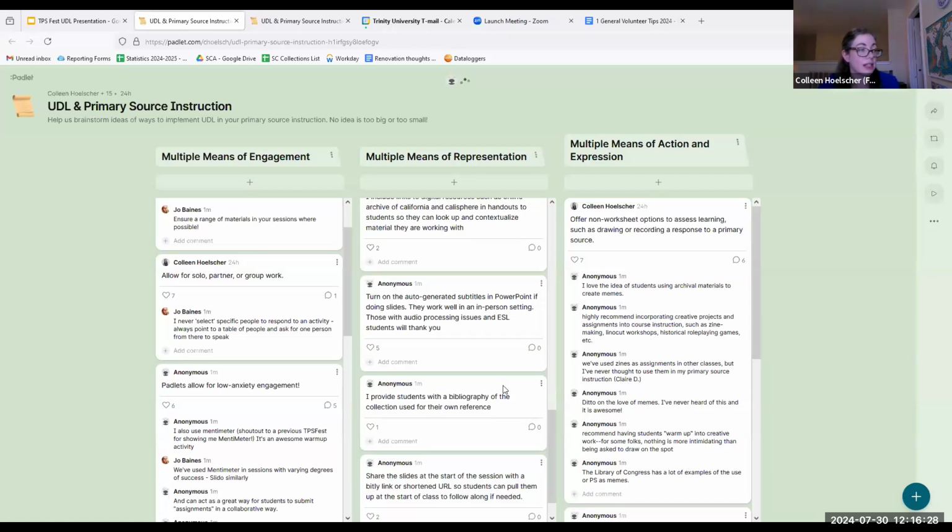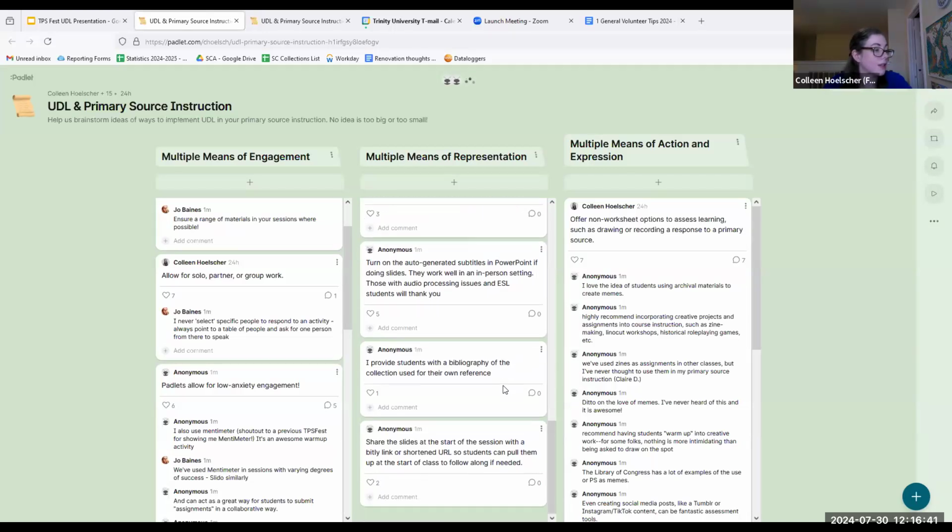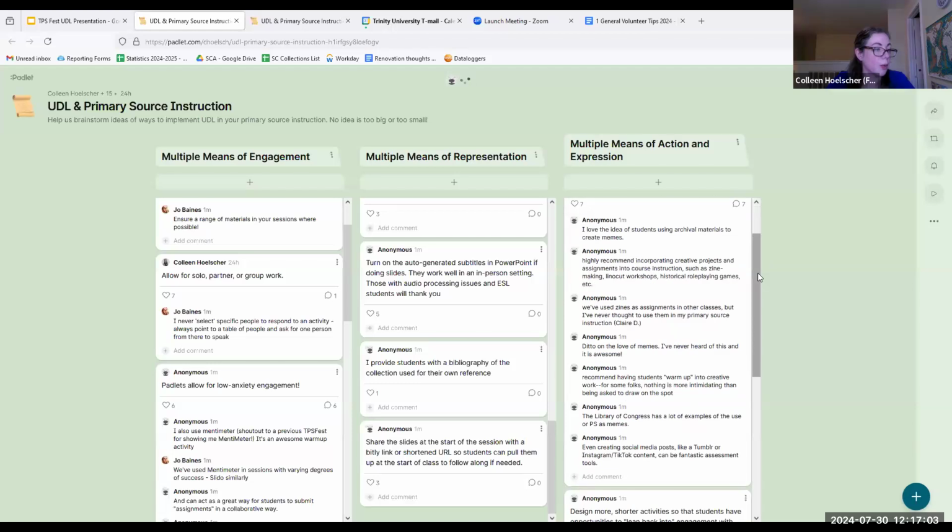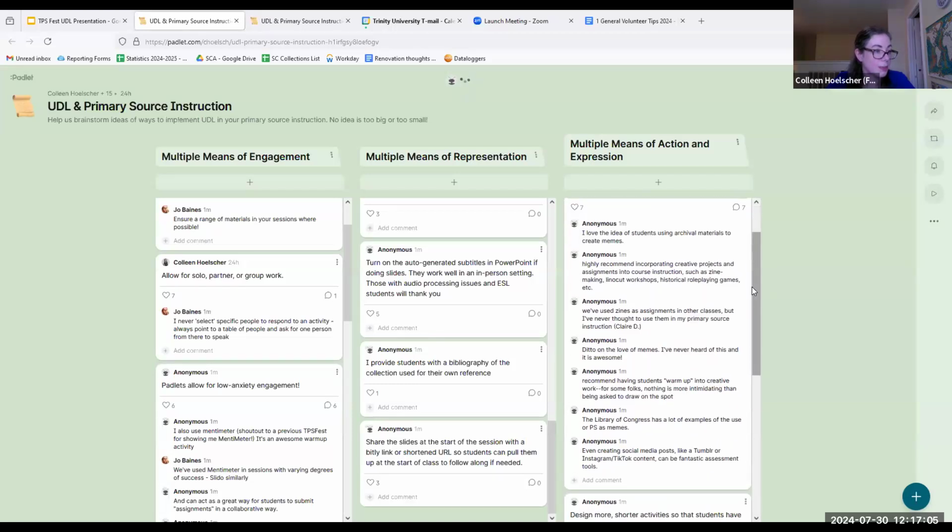Turning on the auto-generated subtitles in PowerPoint if doing slides. They work well in an in-person setting, and those with audio processing issues and English as a second language students will thank you. I provide students with a bibliography of the collection used for their own reference, and then share the slides at the start of the session with a bit.ly link or shortened URL so students can pull them up at the start of class to follow along as needed. Our students can be really great about using technology in class in order to engage with the material. Wow, a lot of great ideas about non-worksheet options.